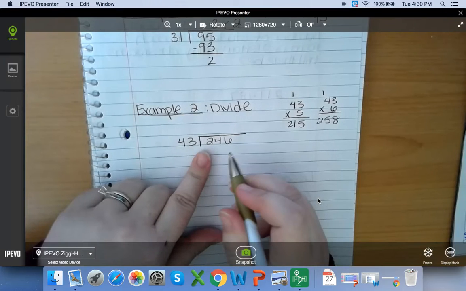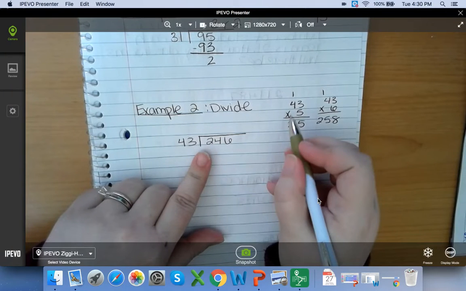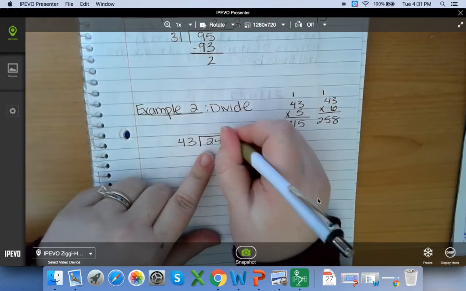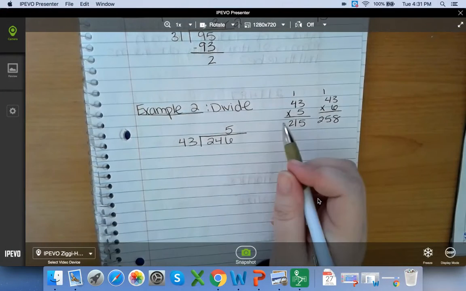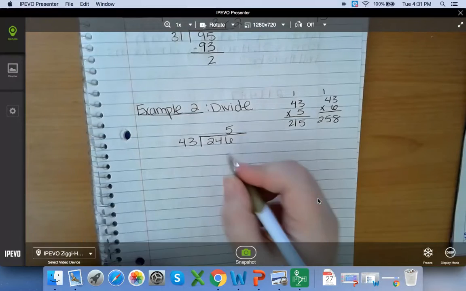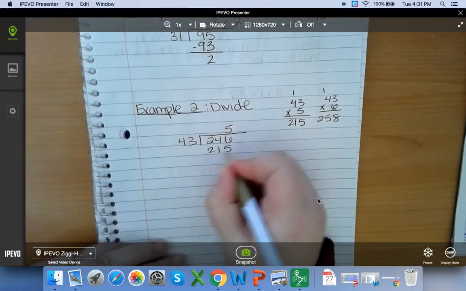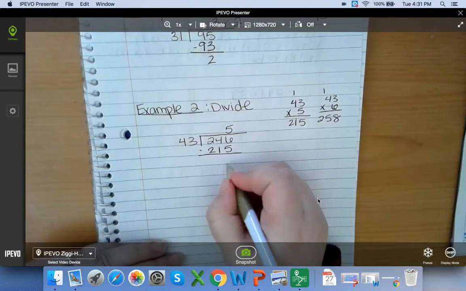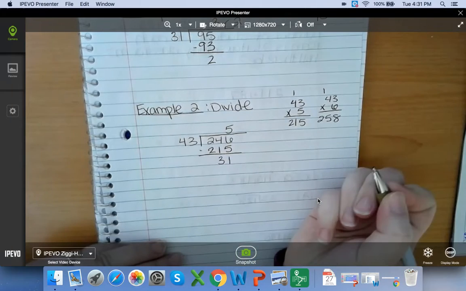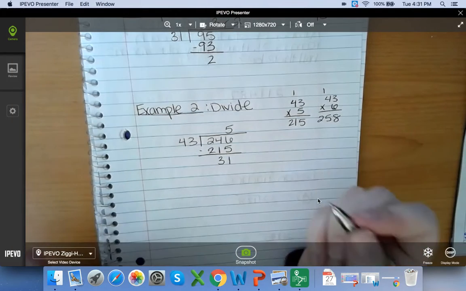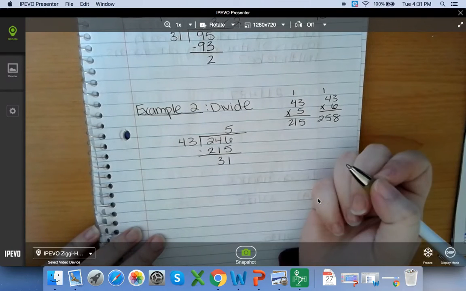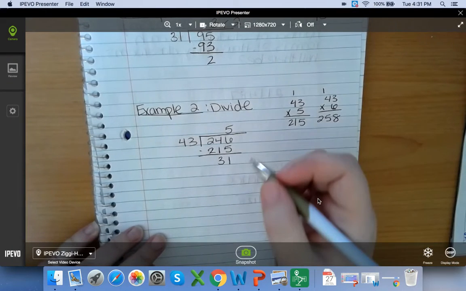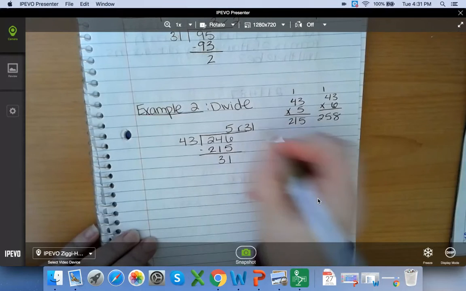Oops, that's too big. So I know my top number is now going to be 5. And I'm going to make sure I put it over the ones place. So now I've got 215. So that's going to go here. So now all I need to do is my regular subtraction, but this is going to look very different. So now I've got 31 and I can't bring anything else down. So my remainder is actually going to be 31.